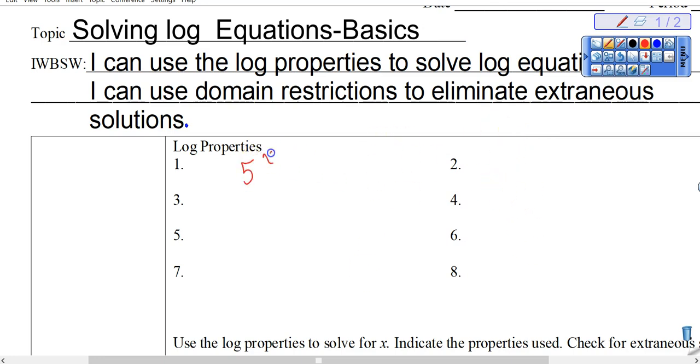If I have 5 to the x power equals y, is my domain restricted? Or can I pick any x I want? Any x I want, right? So I know that my domain is absolutely unrestricted. X can be anything. However, what do I know about my range? It's restricted to what values? Can't be 0. You can't make a base raised to an exponent equal 0.